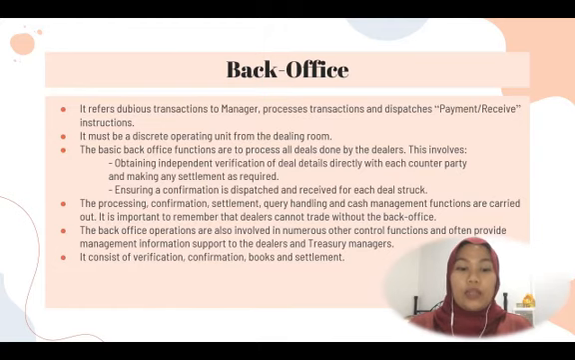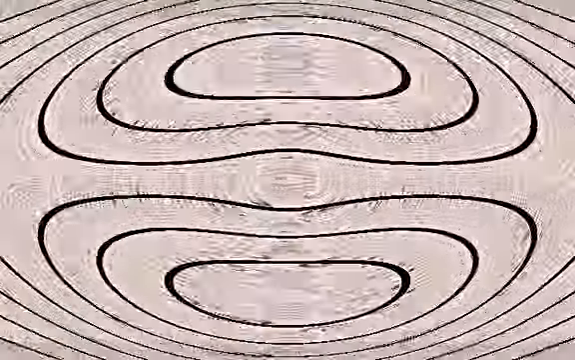This is where the processing, confirmation, settlement, query handling, and cash management functions are carried out. It is important to remember that dealers cannot trade without the back office. The back office operations are also involved in numerous other control functions and often provide management information support to the dealers and treasury managers. It consists of verification, confirmation, books, and settlement.